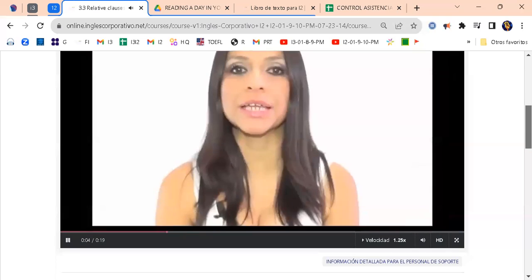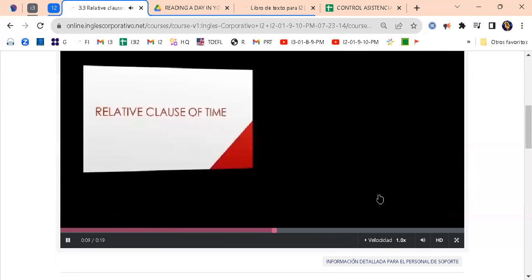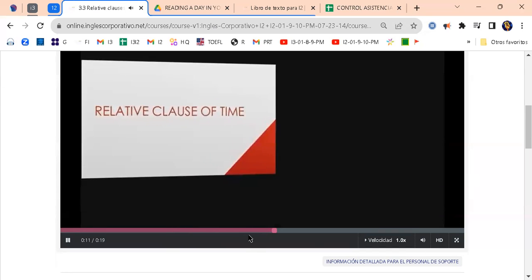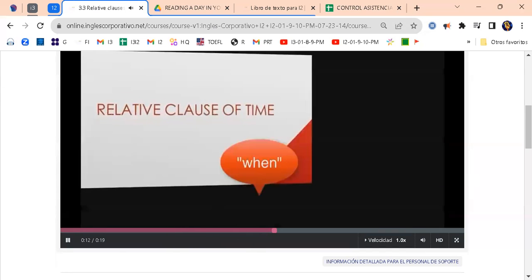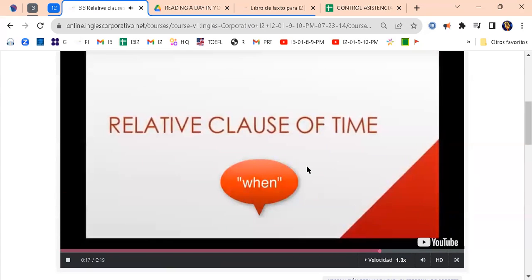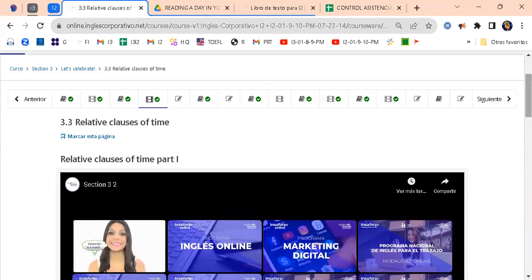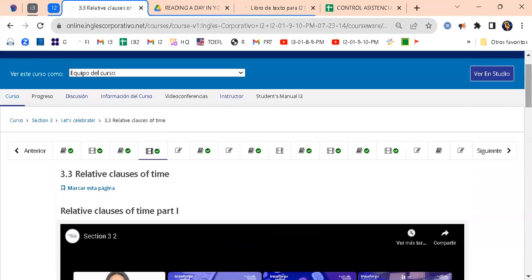I want you to know what a relative clause is, so pay attention. A relative clause is used to define or identify the noun that precedes them. In this case, we will talk about the relative pronoun when, because we want to talk about time. Okay, so this is basically super easy. We're going to be checking relative clauses. We're going to focus on a relative clause that we use to talk about time. Well, relative clauses of time, indeed. And we use when to talk about it.